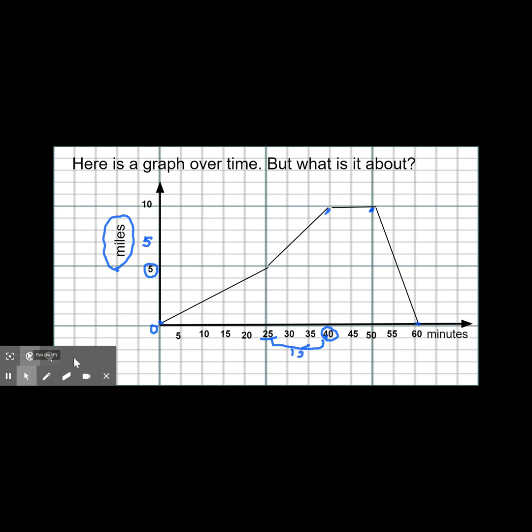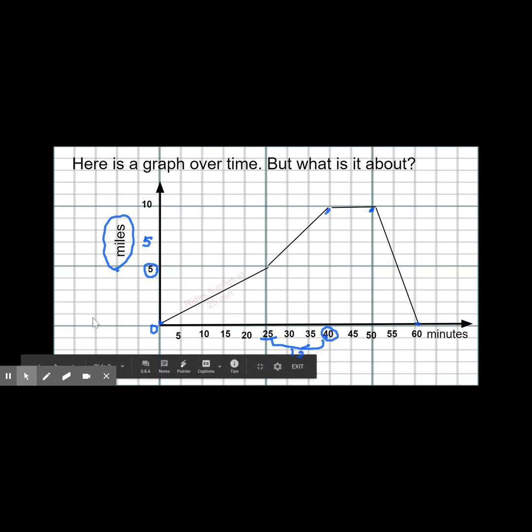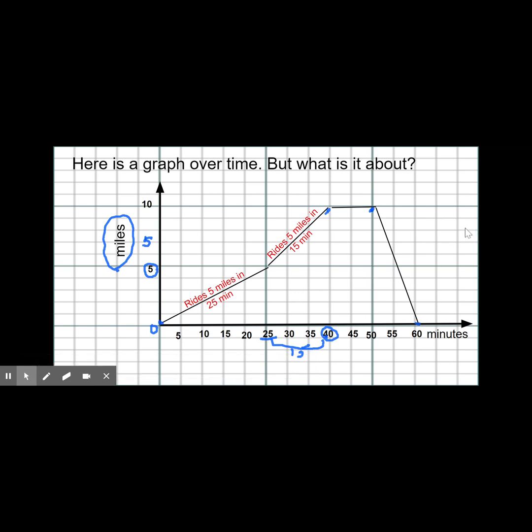So, what's happening here? The rider rides 5 miles in 25 minutes. The second section, the rider rides 5 miles in 15 minutes. You can see the steeper slope doesn't mean a steeper hill, but it does mean a faster rate. Then there's a period of time when the rider is resting. She's covering 0 miles in 10 minutes, taking a 10-minute rest.